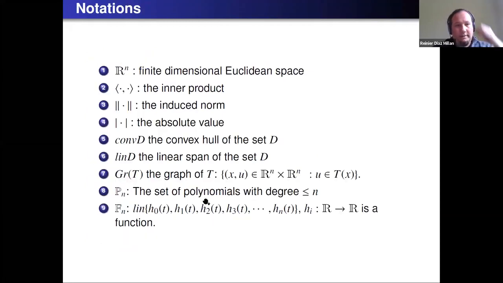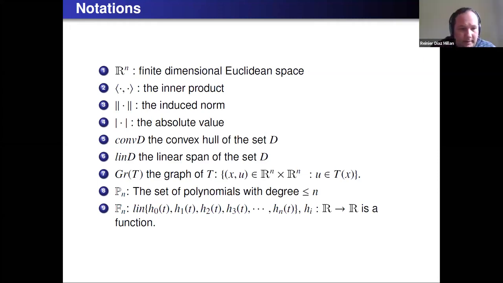Okay, in this work, R^n denotes the finite dimensional Euclidean space with the inner product, the norm induced by this inner product, the absolute value with just one line. conv D denotes the convex hull of the set D. lin D is the linear span of the set D. The graph is the graph of the operator T. In this case, this operator will be a point-to-set operator, and the graph is all the points in R^n times R^n such that the second coordinate belongs to T of the first coordinate.